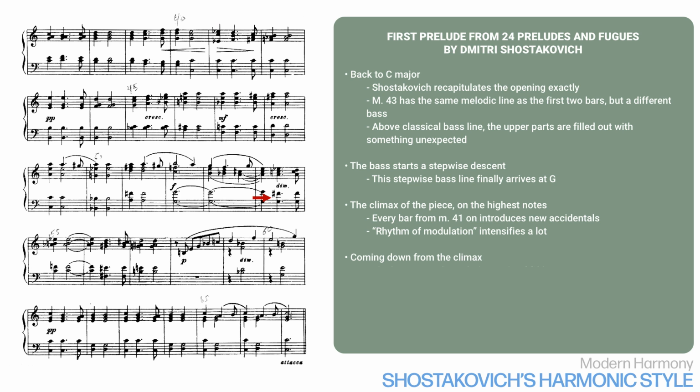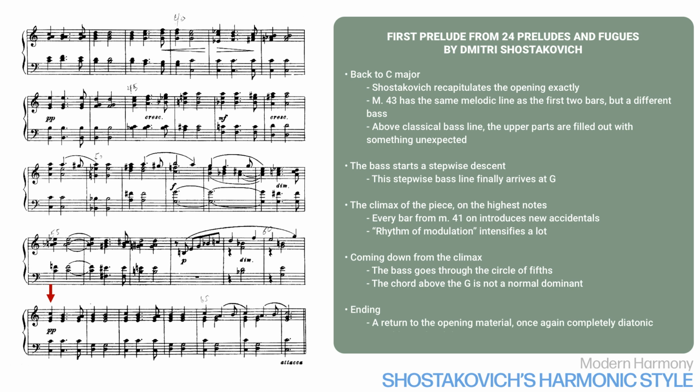Coming down from the climax, the bass goes through the circle of fifths in measure 54 to 57. These bars are a variation of measures 19 to 22. Then we hear the eighth note motive for the last time, leading to the final cadence. Here the bass goes from B flat to G to C, the tonic. Note that the chord above the G is not a normal dominant, rather a 3/6, but given the context here, that sounds cadential. The prelude ends with the return to the opening material, once again completely diatonic.